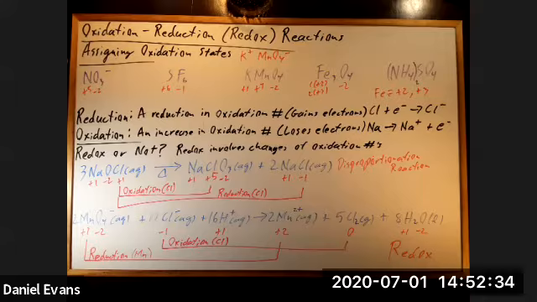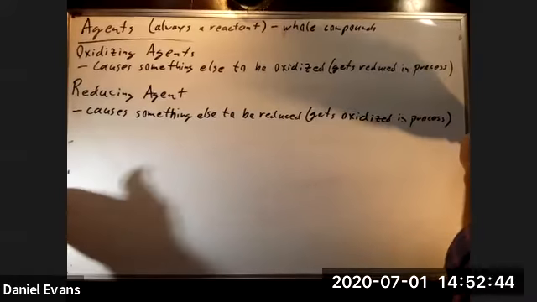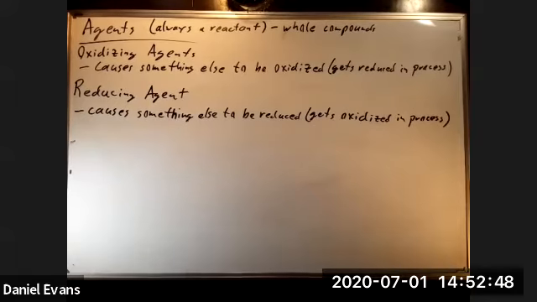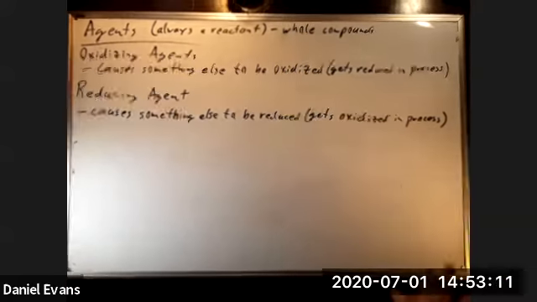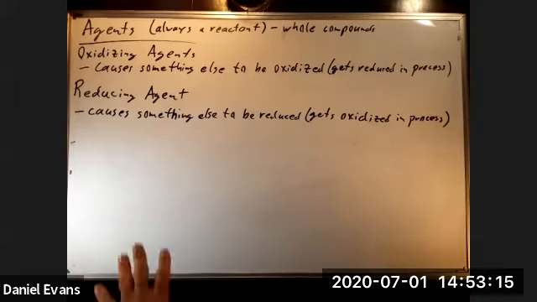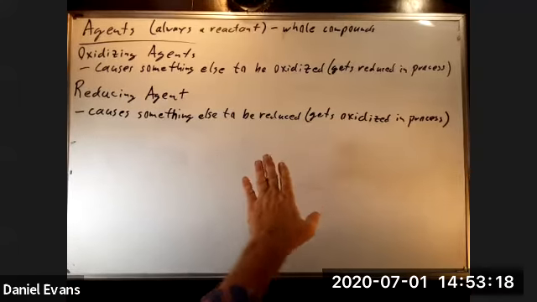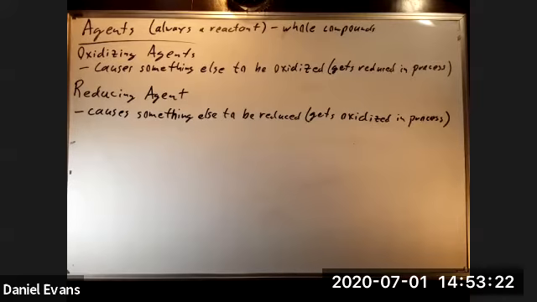So we have one more type of question that we can ask about these reactions. The agents, oxidizing agents and reducing agents. So the agents are always going to be a reactant. And for the agents, we like to specify the whole compound, not just the element that's participating, but the whole compound, or polyatomic ion. So the oxidizing agent causes something else to be oxidized. In doing so, it gets reduced, or an element in it gets reduced. A reducing agent causes something else to be reduced. In the process, it gets oxidized, or an element in it gets oxidized.